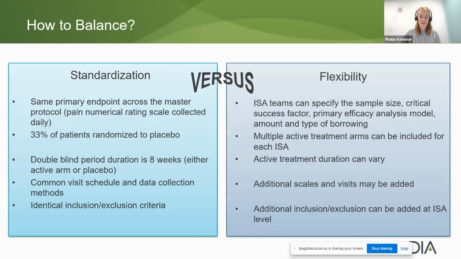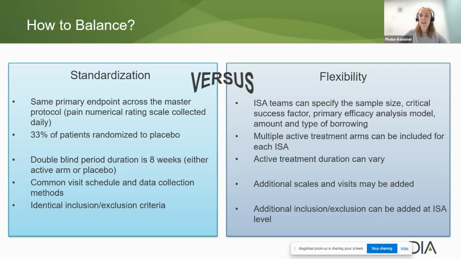Okay. As I mentioned, a big theme of the master protocol design is balancing standardization versus flexibility. I'll walk through some of the key points. On the standardized side, we choose the same primary endpoint across the master protocol, and that's the average pain intensity measured via the 0 to 10 numeric rating scale, collected via a daily diary.